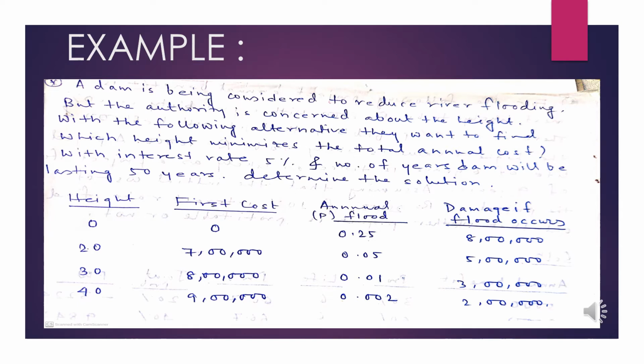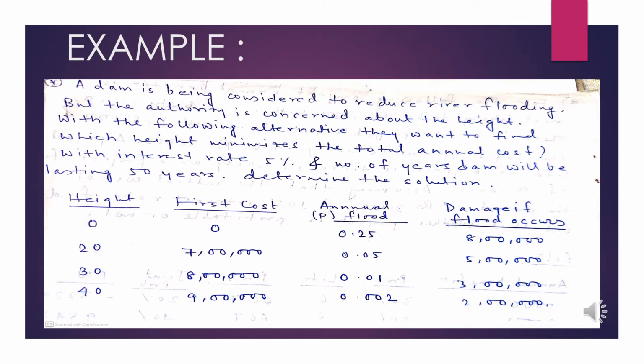Given the interest rate of 5% and the number of years the dam will last, taken as 50 years, we need to find out the correct height which reduces the chances of river flooding. Under that, we have been given the following data: the heights are 0, 20, 30 and 40, all in feet. The initial cost of setting up the dam is respectively 0, 7 lakh, 8 lakh and 9 lakh.